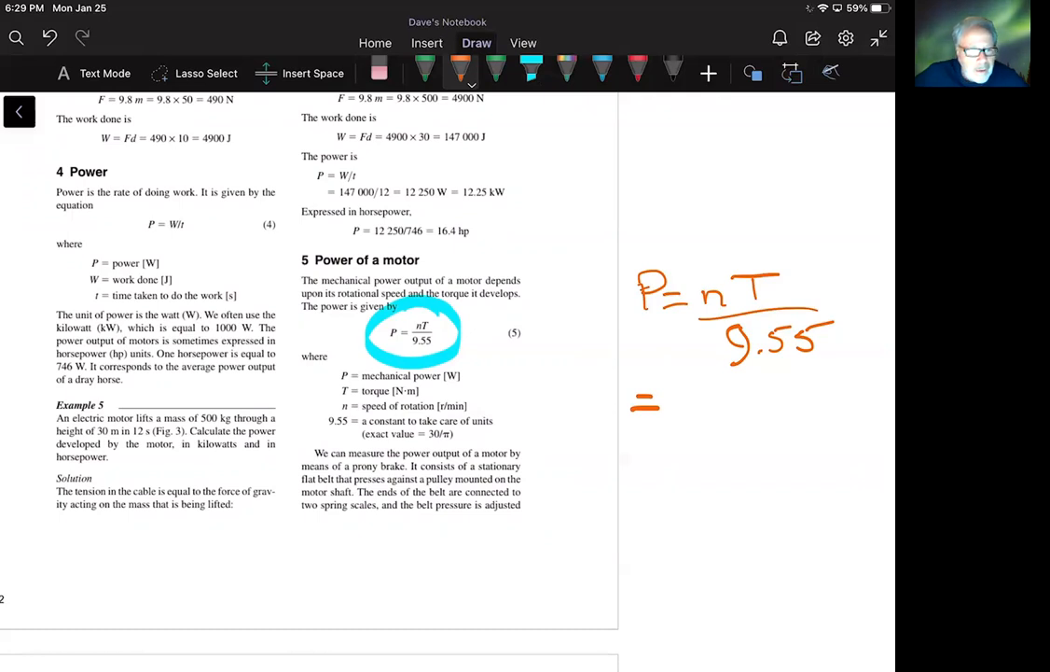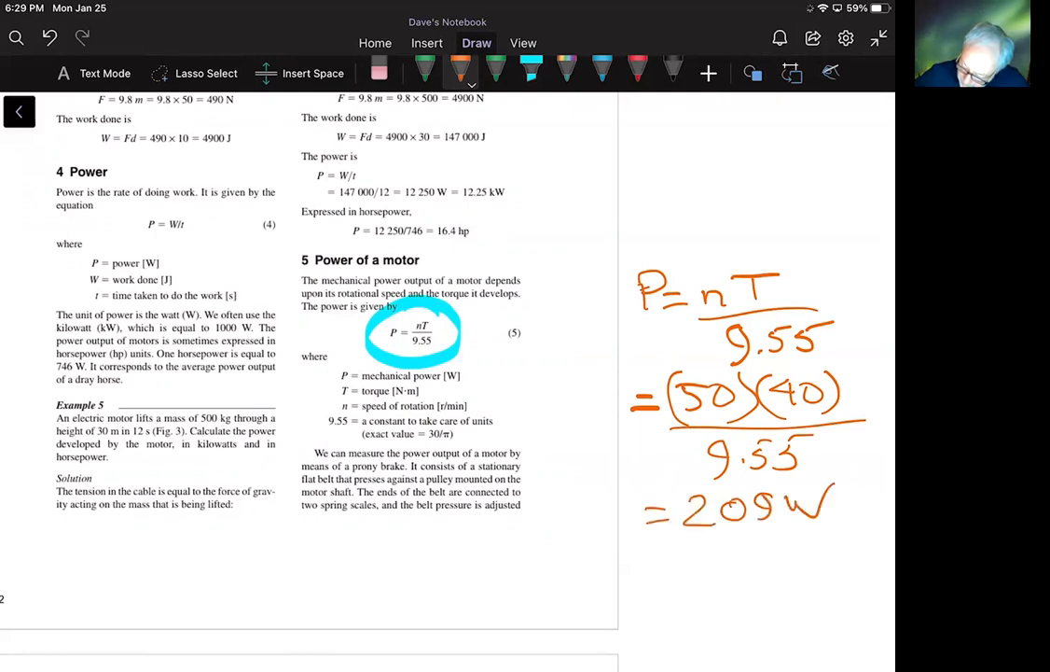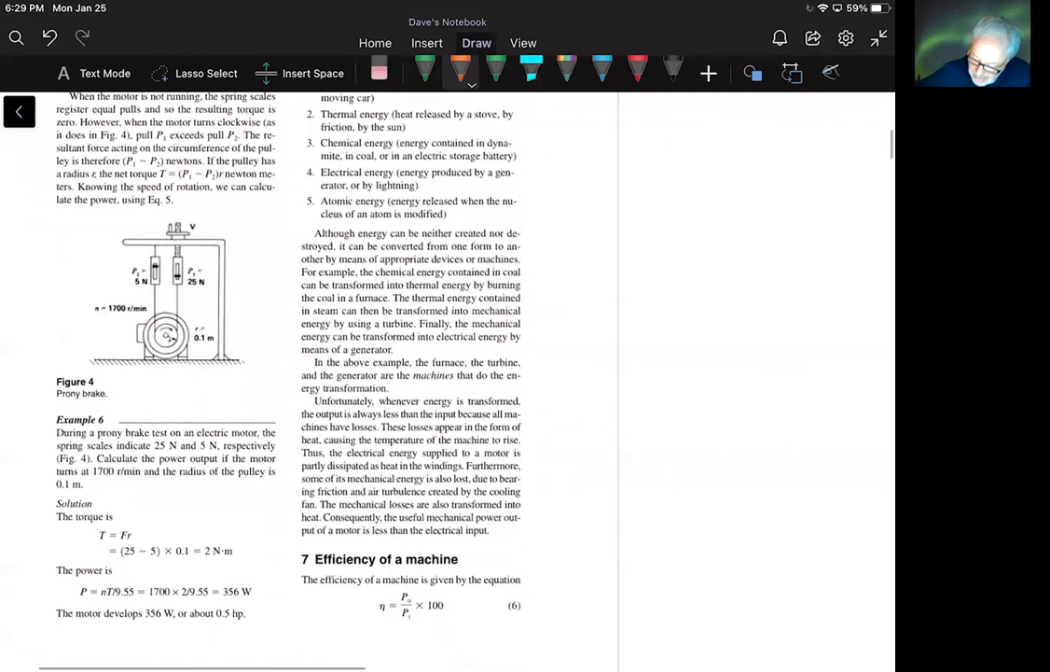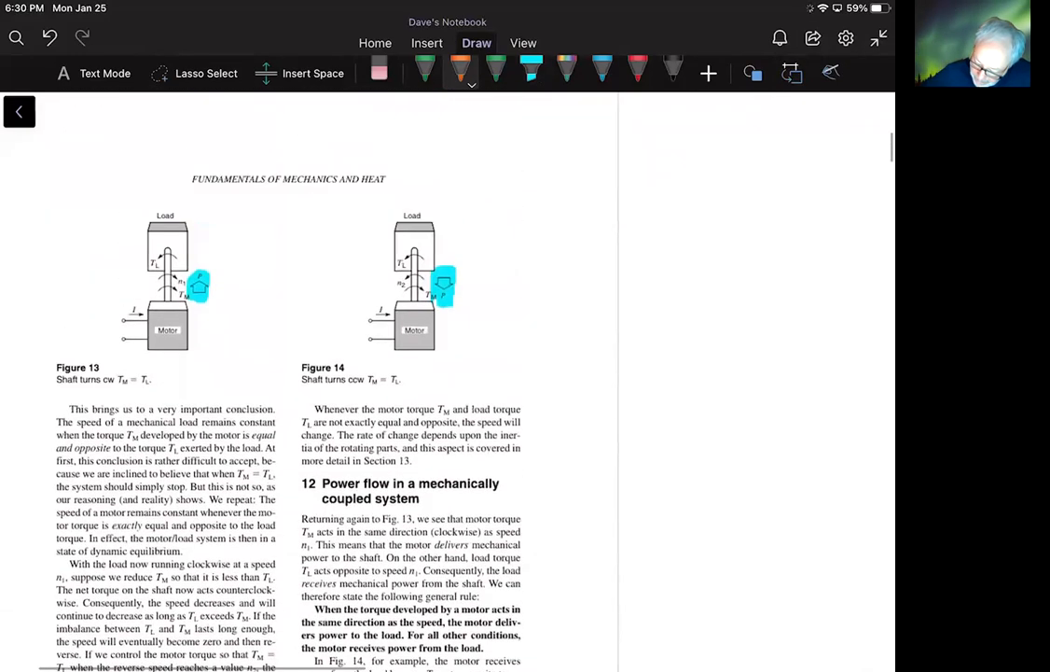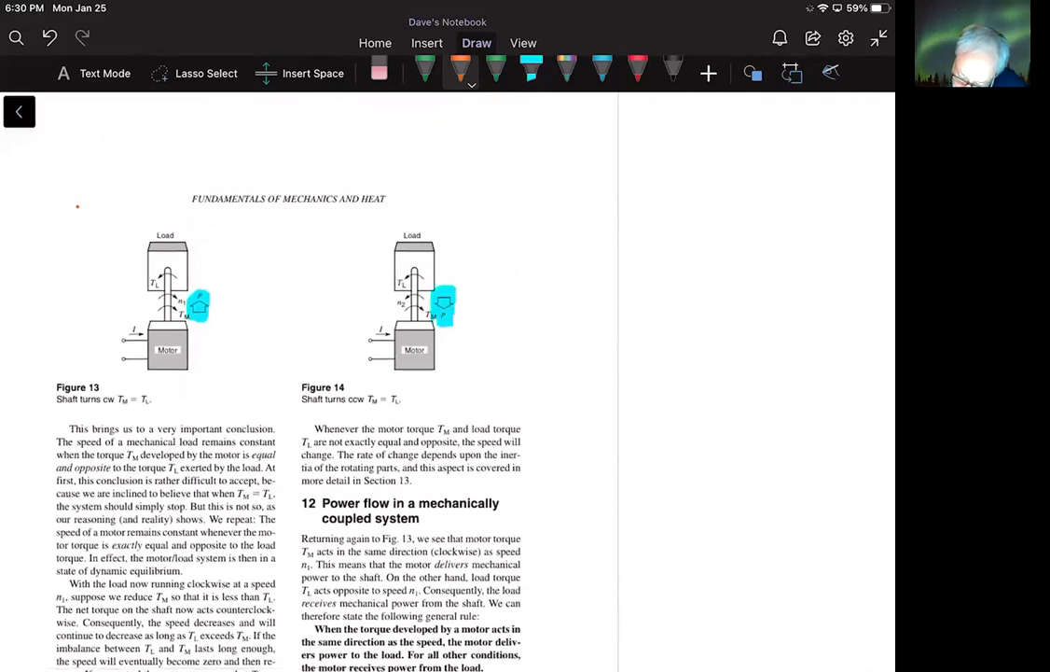So anyway, our speed is 50. The torque is 40 Newton meters divided by 9.55. And so that should be, for this particular problem, 209 watts. And what that means is that is power that the motor is delivering to the load, 209 watts.